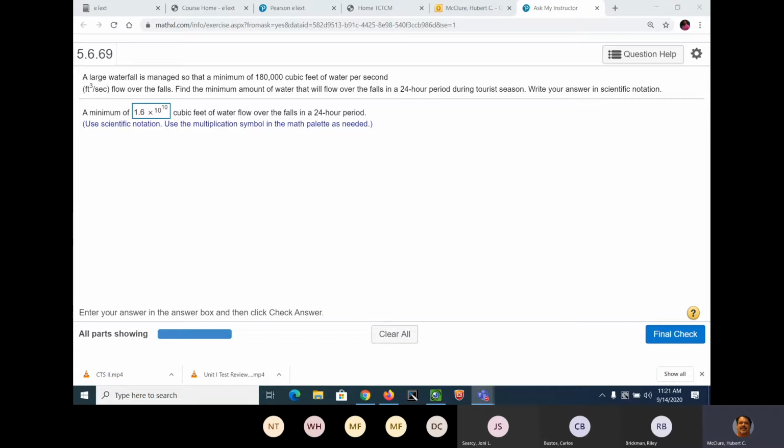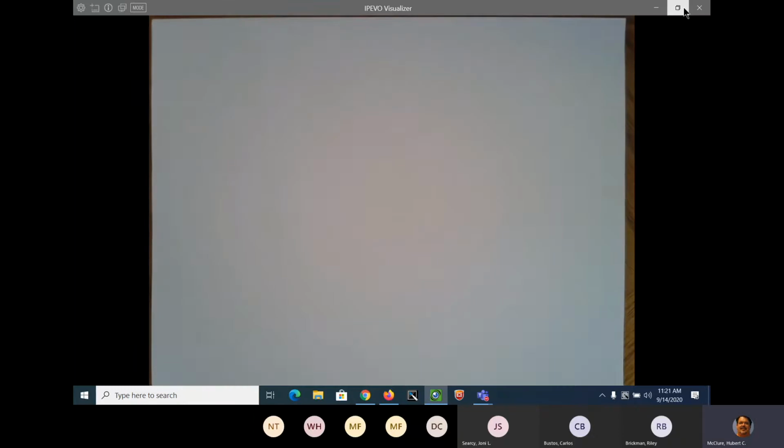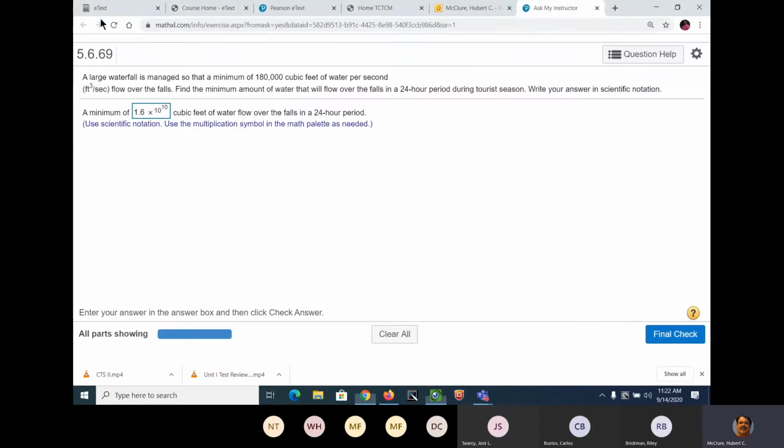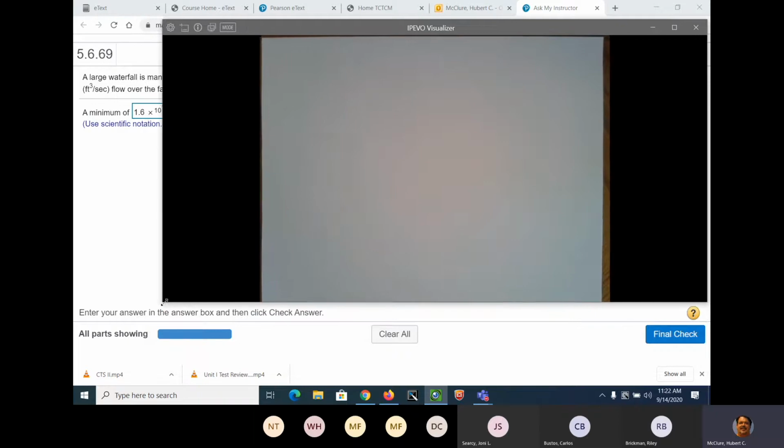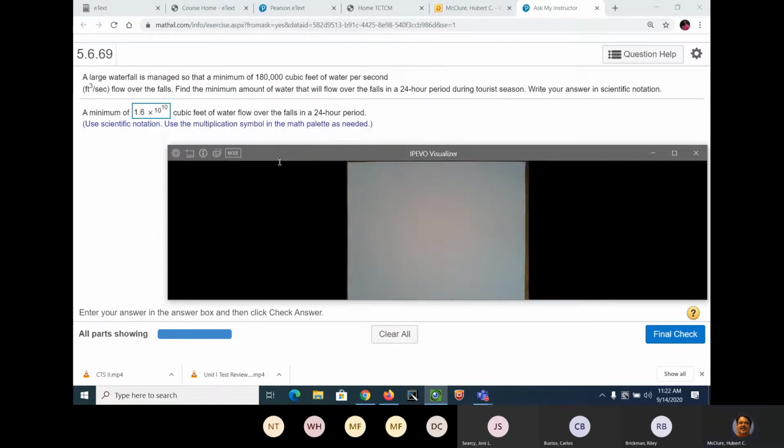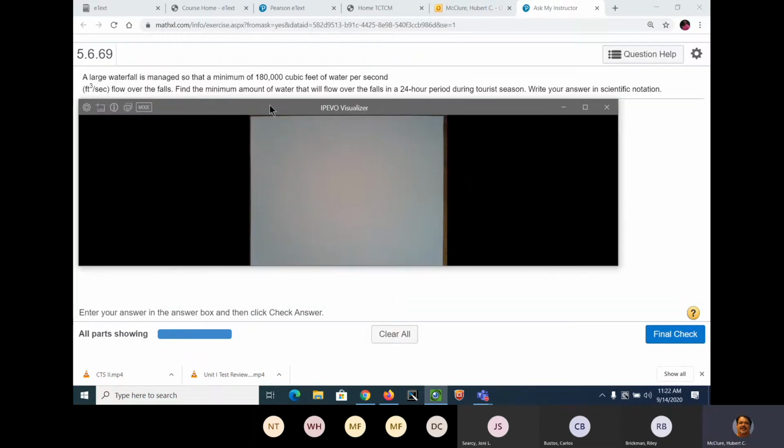A large waterfall is managed so that a minimum of 180 cubic feet of water per second. So the first thing we're going to do is we're going to write that as 150. Let me get my, well, let's try that again. There we go. Well, I didn't mean for that to happen.